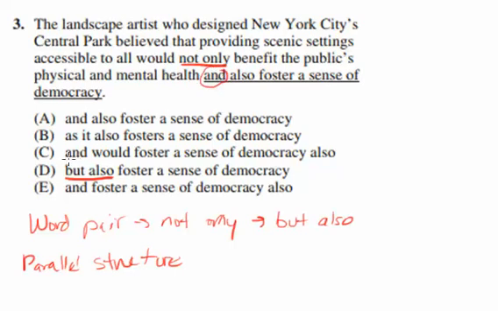We know that choice D is right, so we're going to kind of work off choice D just to demonstrate this. The word but is a conjunction. So the part before the but and the part after the but are going to be parallel here. And we can kind of see it visually sometimes, or a lot of times we can hear it. But the way it works, the repeated phrasing that we have is that it's not only going to benefit the public's physical and mental health, but it's also going to foster a sense of democracy. So it not only benefit something, but also foster something.